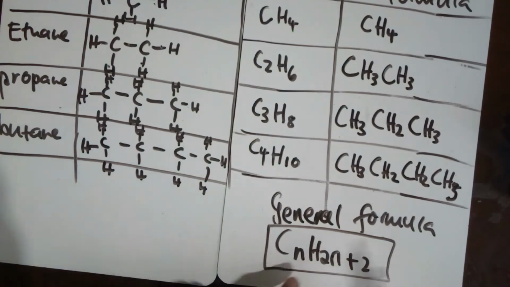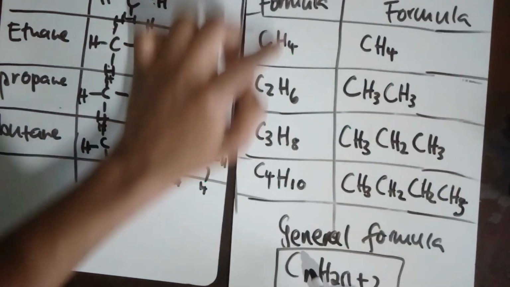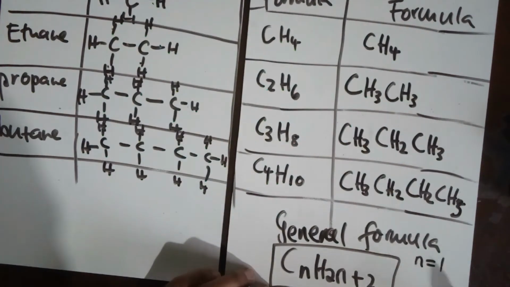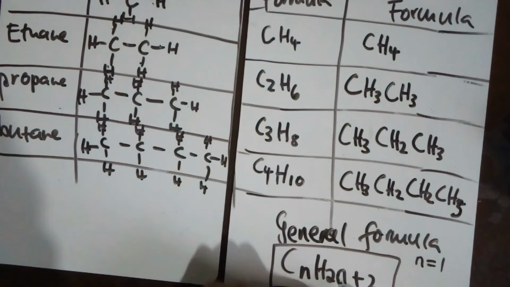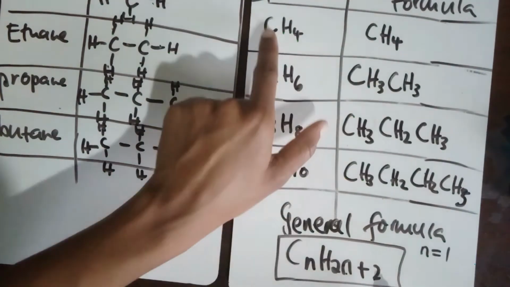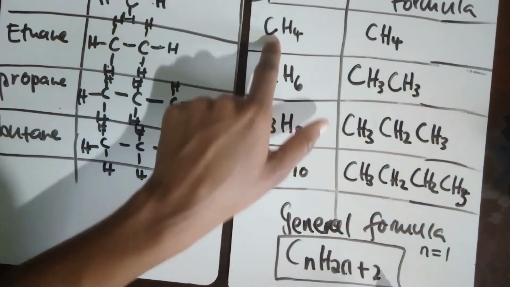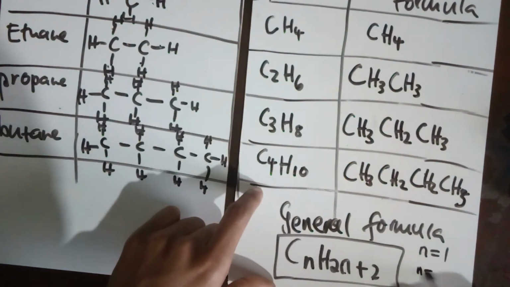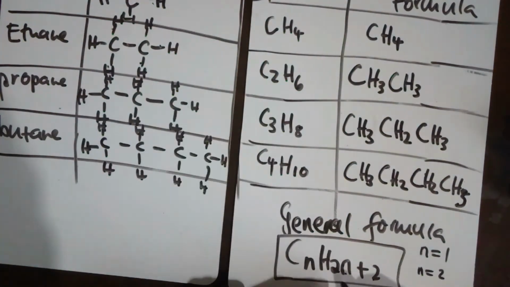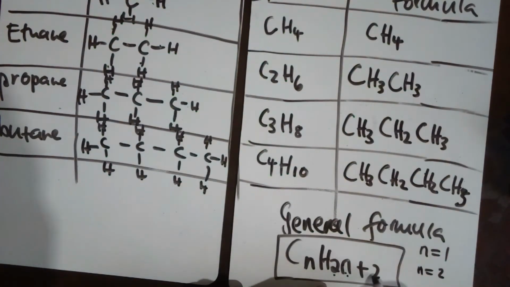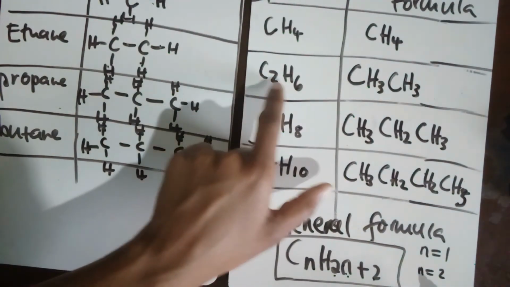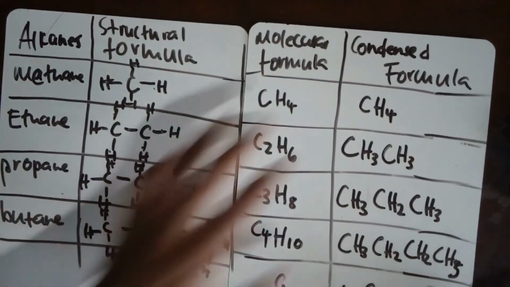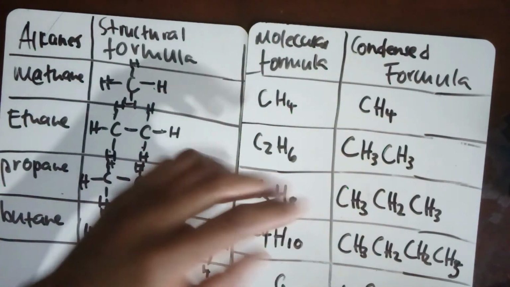So for example, if you have one carbon atom, such as in methane, n is 1, so 2 times 1 is 2, plus 2 gives us 4. That's why for methane we have CH4. Then we can do the same thing if n equals 2, so the number of carbon atoms is 2: 2 times 2 is 4, plus 2 is equal to 6. That's why for ethane we have C2H6. Those are some of the important things that you have to know in terms of alkanes.